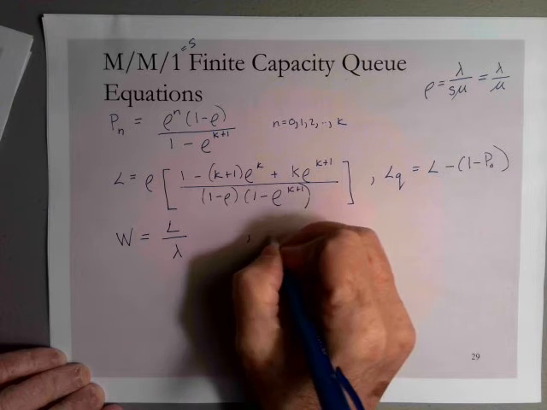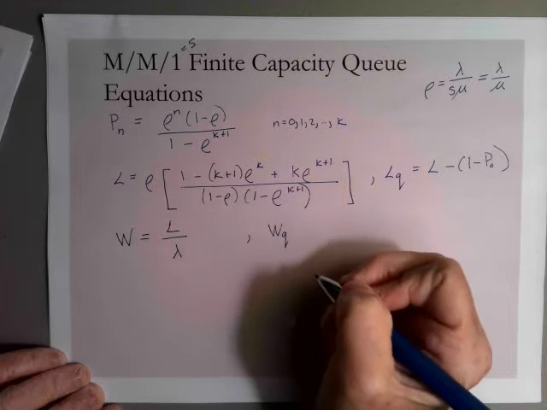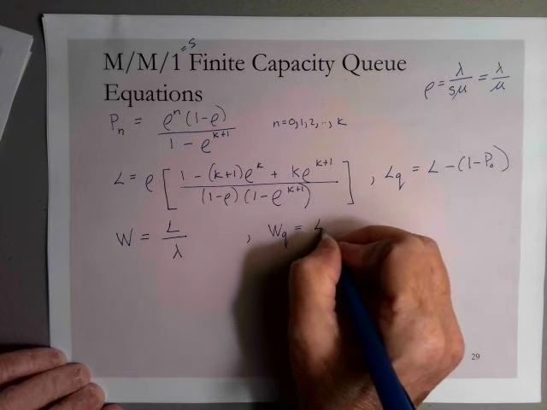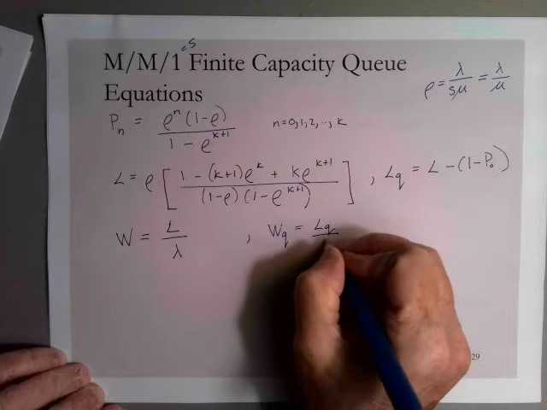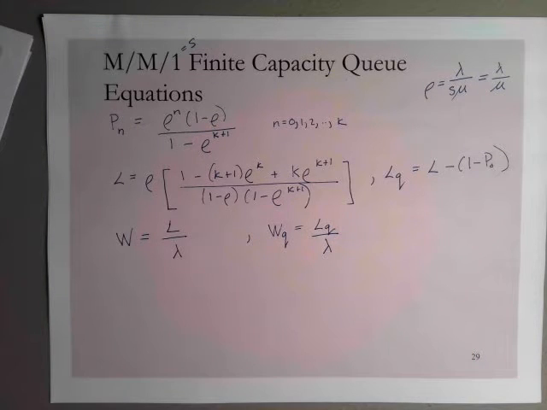And then we can also have the average amount of time spent in the queue, which will be the number of people in the queue divided by the arrival rate. So those are the equations that you'll want. And again, you're really going to want to use that website.